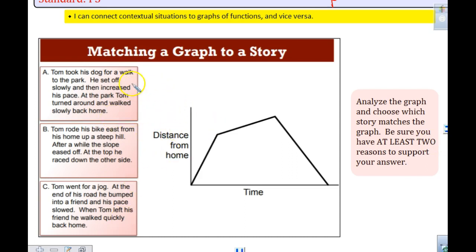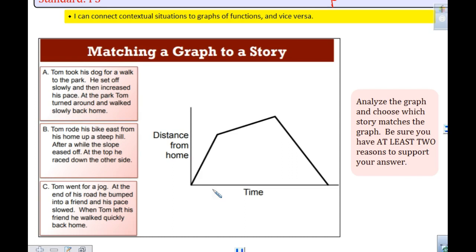So which one of these, raise your hand, has nothing to do with time and distance, would you say? Is there one? Rowan, which one do you see? You think C. Went for a jog, at the end of the road, he bumped into a friend, he slowed his pace. You think it matches or doesn't match? It does or does not? So this is time. And we are looking at this one.